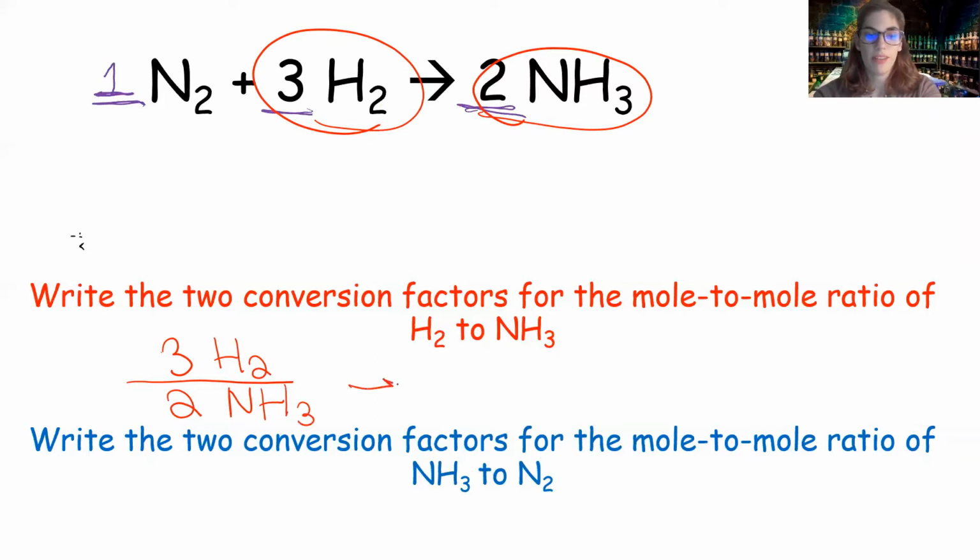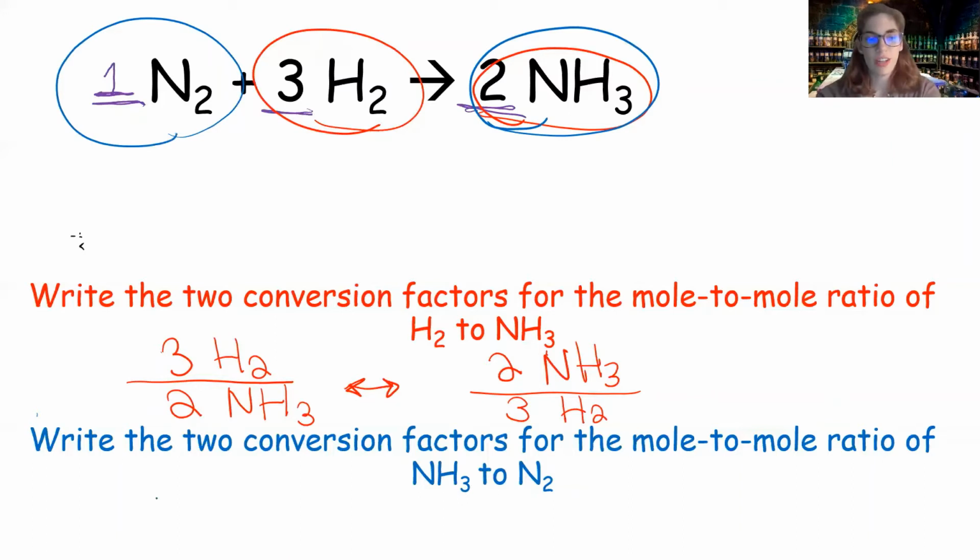And we can write this the other way as well by saying 2 moles of ammonia is equivalent to 3 moles of hydrogen. Either way, this conversion factor is telling us that for every 2 moles of ammonia, I need 3 moles of hydrogen. Let's look at the mole-to-mole ratio between ammonia and nitrogen gas.